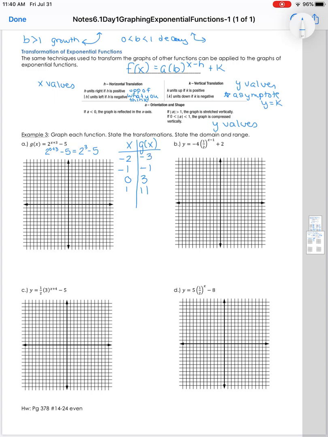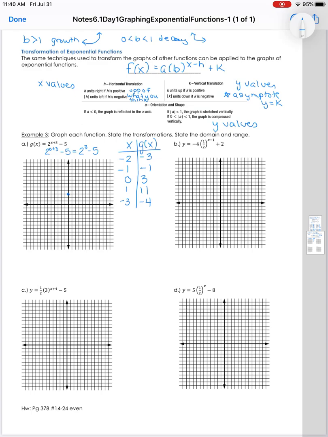And then I know that if I go higher in terms of x values, it's just going to snowball. It's going to jump super far ahead. So I'm going to pick another negative value. I'm going to go with negative 3. If I sub that in, negative 3 plus 3 is 0. 2 to the 0 is 1, and 1 minus 5 gets me negative 4. So that gives me some points to work with.